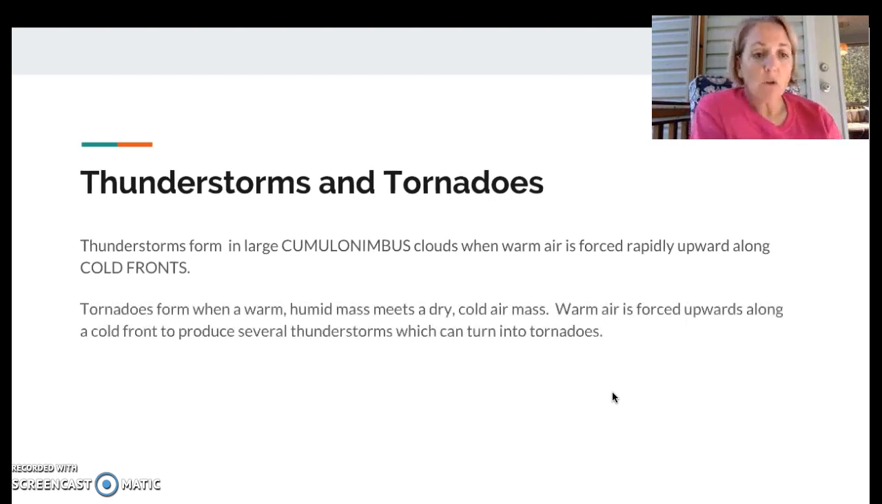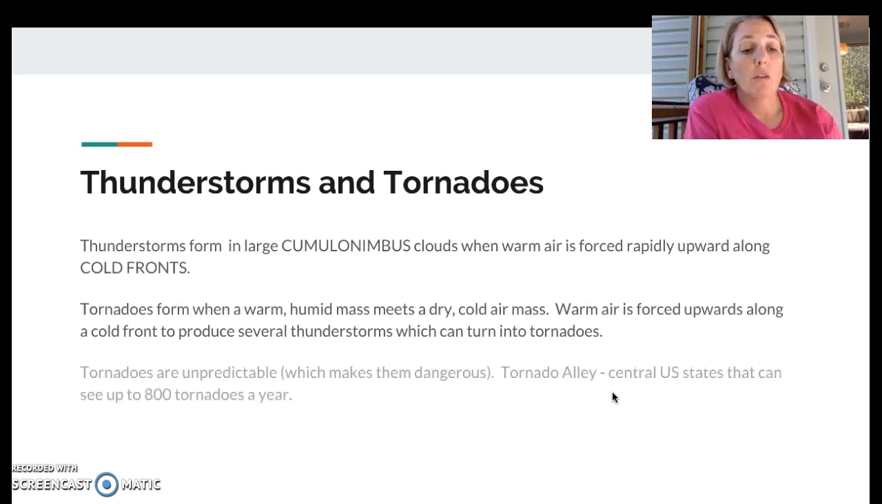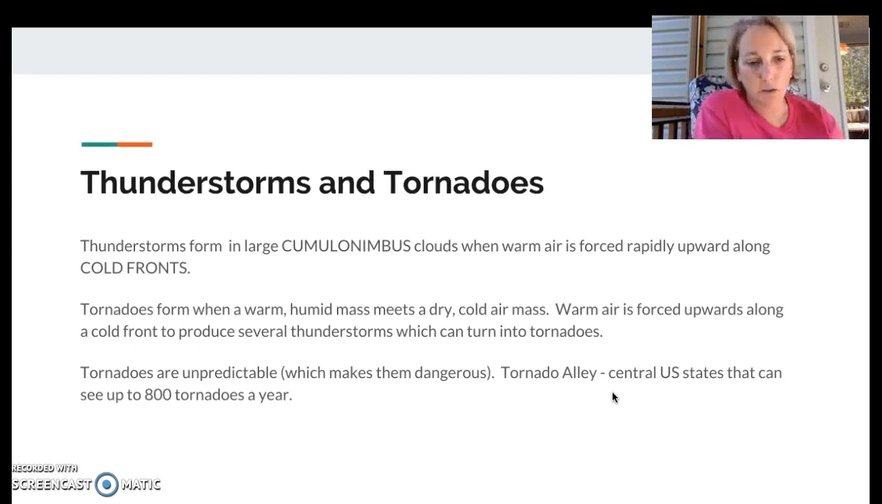Okay, tornadoes form when a warm, humid mass meets a dry, cold air mass. So we have warm, humid air meeting with cold, dry air, causes things to be unstable. All right, warm air is forced upwards along a cold front to produce several thunderstorms, which can turn into a tornado. Okay, there's a place in the United States called Tornado Alley, which usually sees upwards of 800 tornadoes a year. Okay, tornadoes are dangerous because they are so unpredictable.